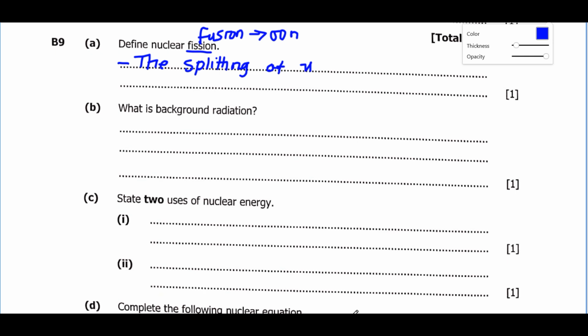of unstable heavy nuclide to form lighter nuclide and energy. So remember, energy is also produced.